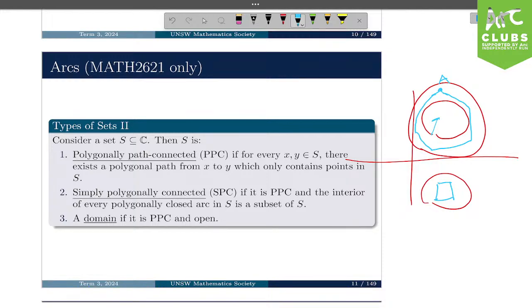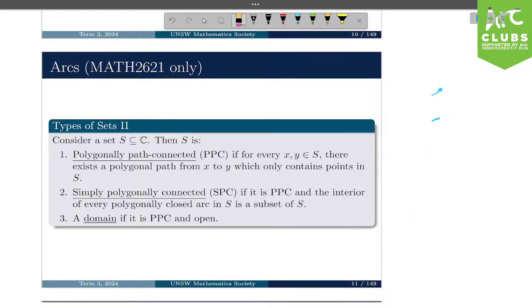So basically what this means is that our set, if it has no holes, is going to be simply polygonally connected. And a domain is just a polygonally path connected set that is also open. So that makes sense? All right.